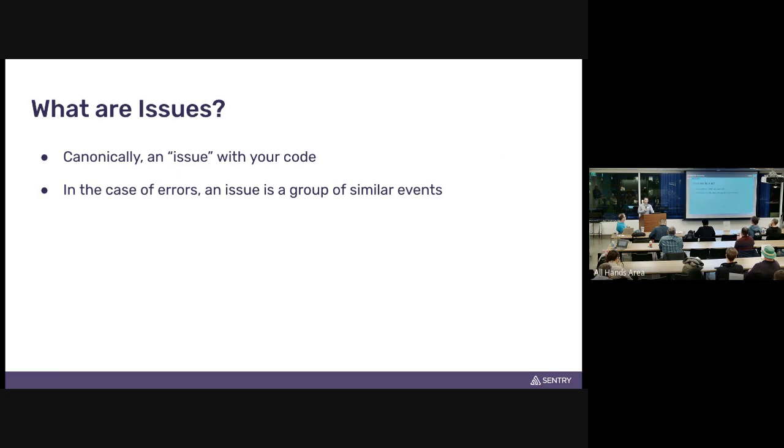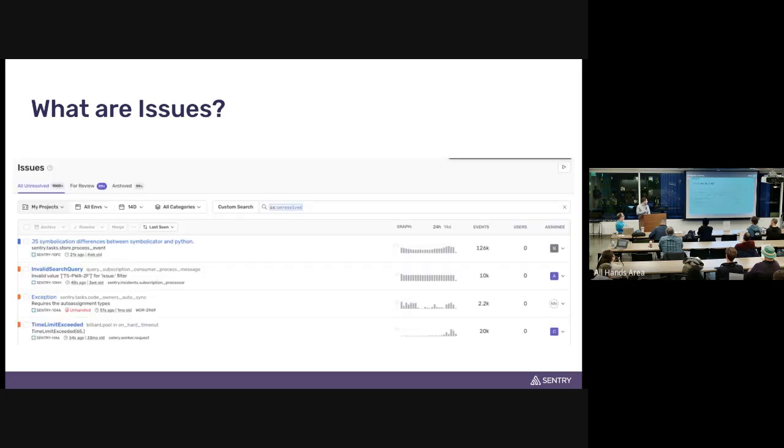So just a quick intro, what an issue is. Good segue actually from the last talk, because in the Sentry world, it's the thing that would precipitate an incident, hopefully. And canonically, it's an issue with your code. It's some problem somewhere that's making your website stop working, making your game crash, whatever. In the case of errors, it's a grouping of events that we think are similar to each other.